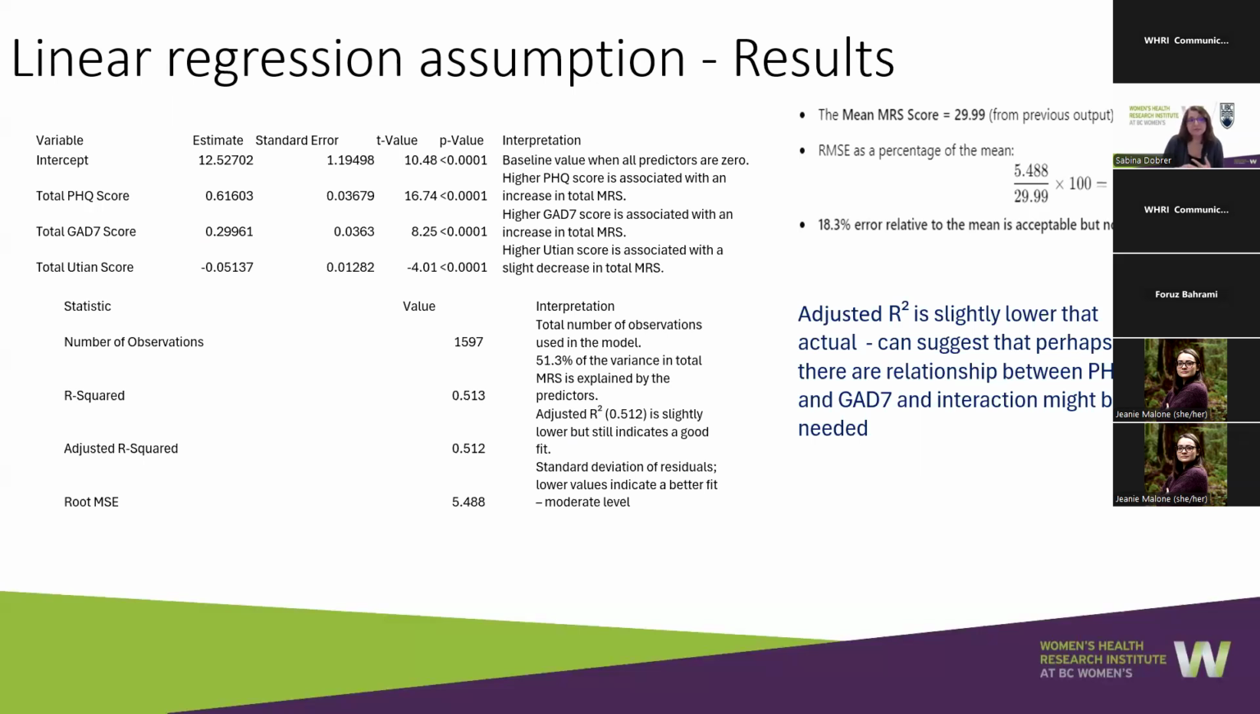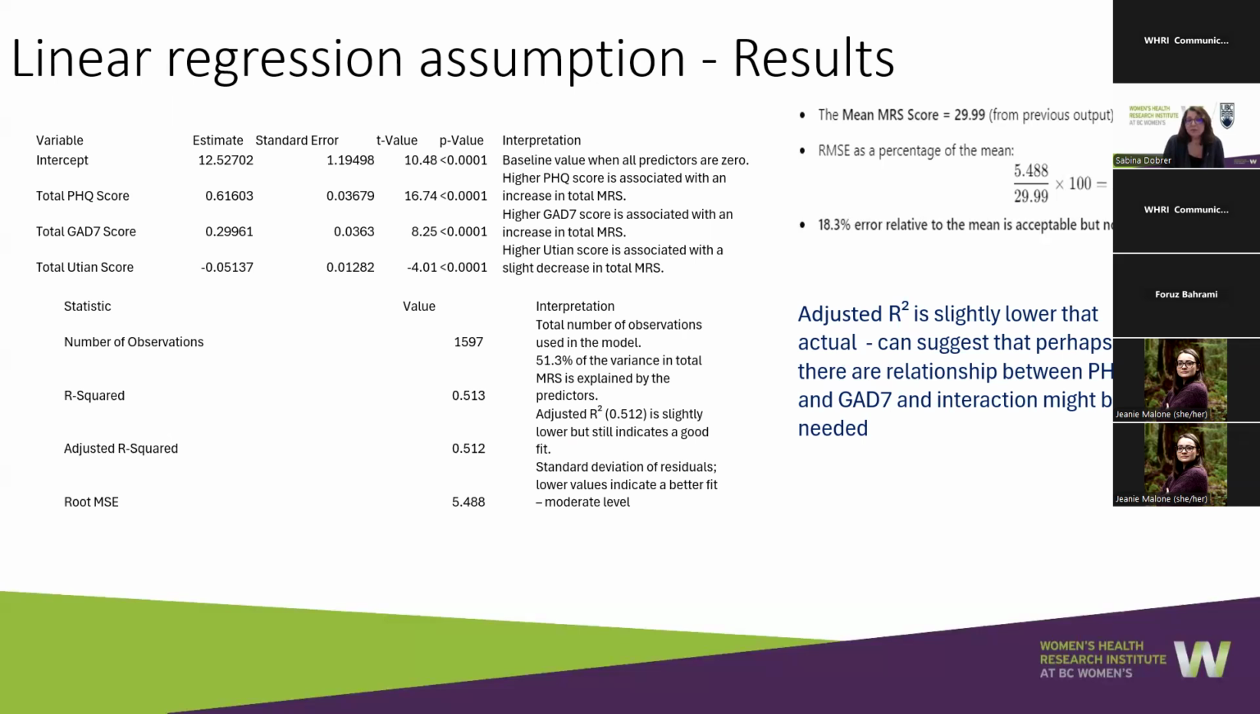And here we can see that for a 1 point increase in PHQ-9, the MRS will increase by 0.62, for GAD-7 it's 0.30, and for UTAN, of course, it will be the opposite. It will be very close to 0. And all our scales here are statistically significant.